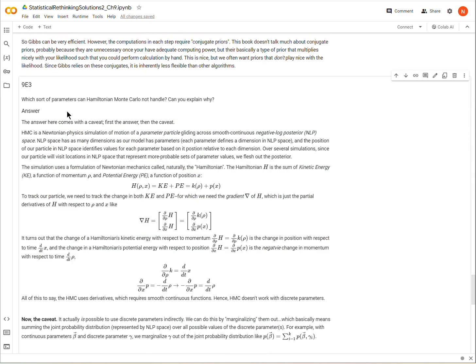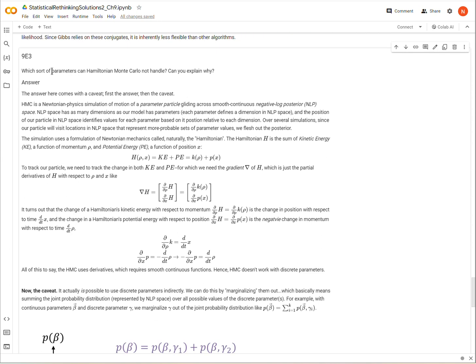So where are we at here? The question is, what sort of parameters can Hamiltonian Monte Carlo not handle, and can you explain why? So as not to bury the lead, I'm going to jump to the answer, and then explain it. The answer is on the Colab sheet right here: HMC doesn't work with discrete parameters.